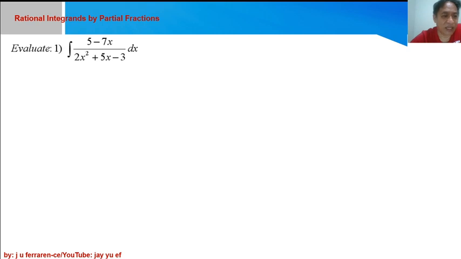Okay, you are asked to integrate when this is the given. We are asked to integrate a ratio wherein we have 5 minus 7x. So, we have a linear numerator over a quadratic denominator. Now, if this method is not introduced to us, then we can solve this using the previous method, which involves quadratic and linear expressions in our integrand.